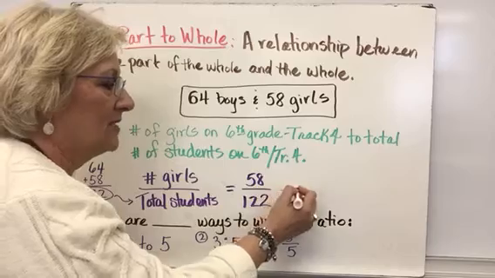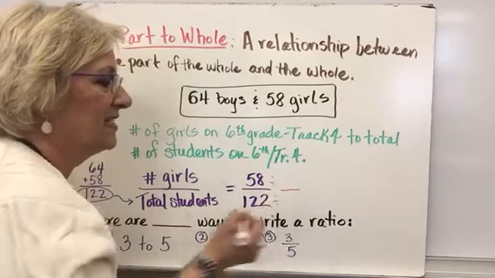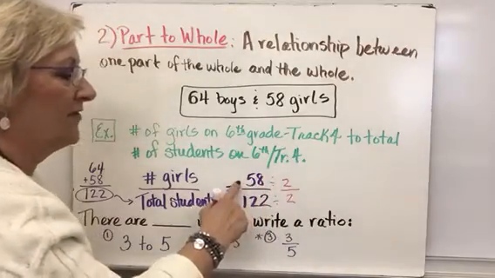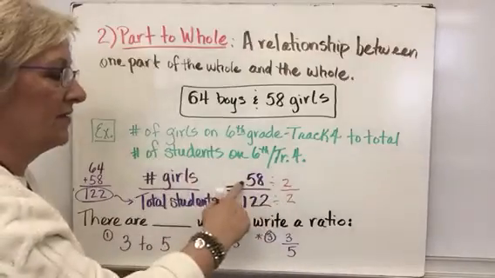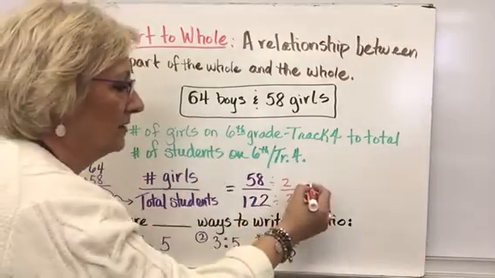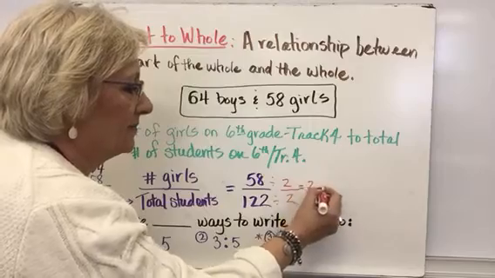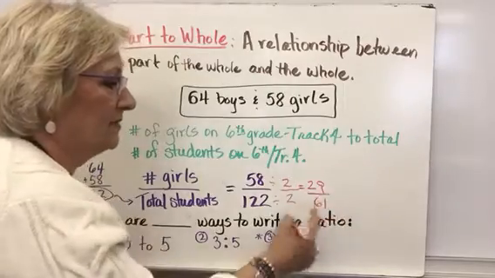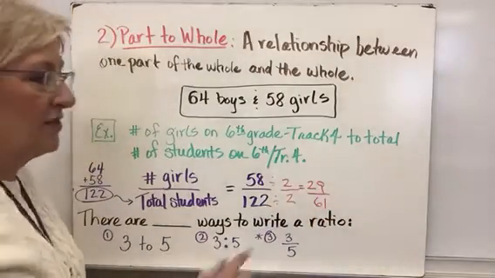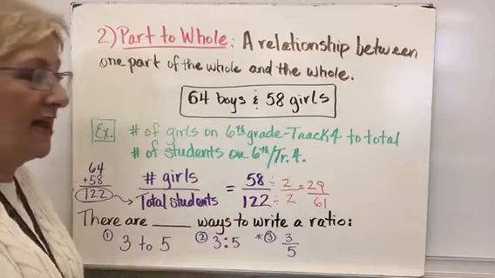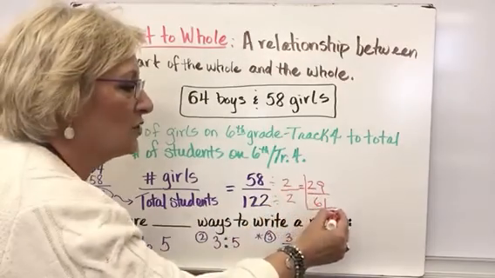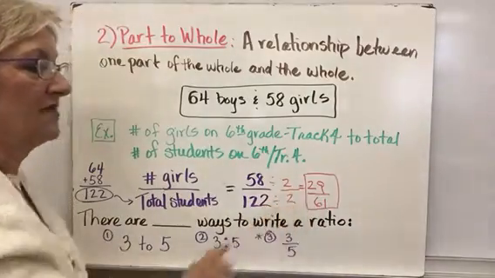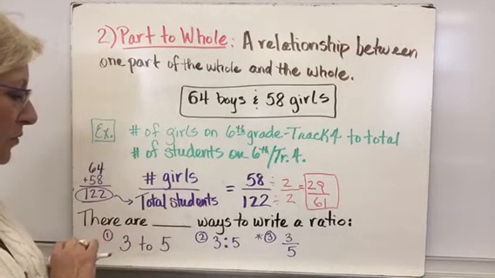I'm going to do the same thing I did before. I'm going to reduce it down to the smallest that it can go. I know that both can be divided by 2. 2 goes into 58 29 times, and 2 goes into 122 61 times. And I look at 29 and 61. I know that 29 is prime, so I cannot divide anything else into it. So the ratio is 29 girls to a total of 61 students. That is how I would read that.